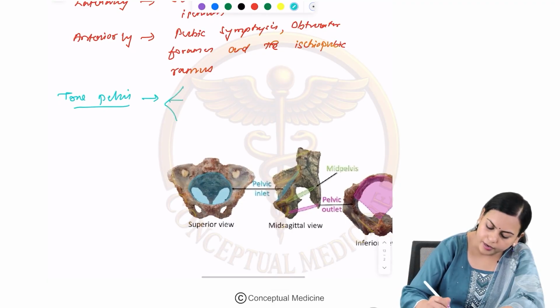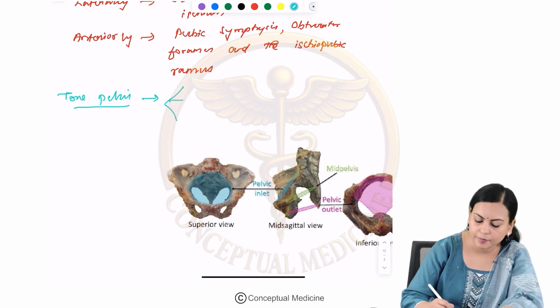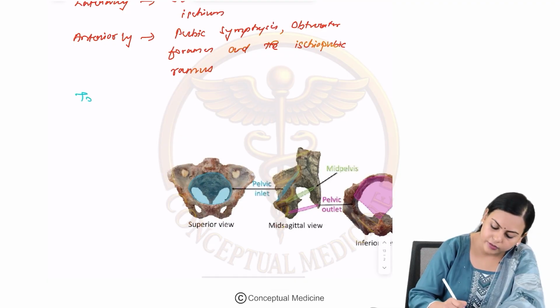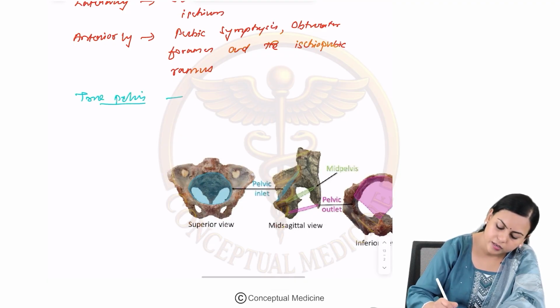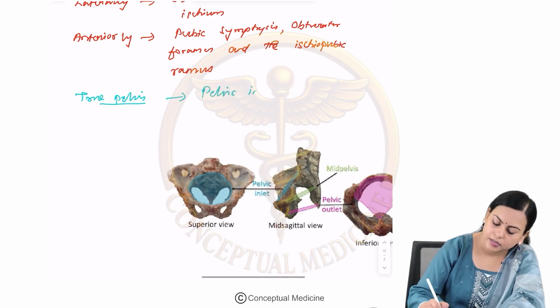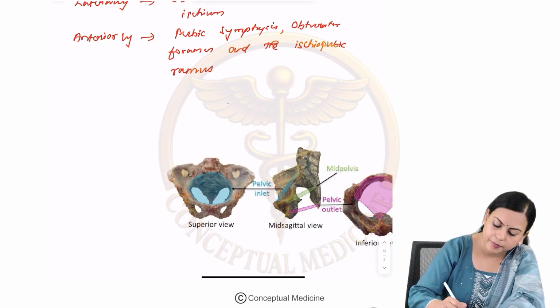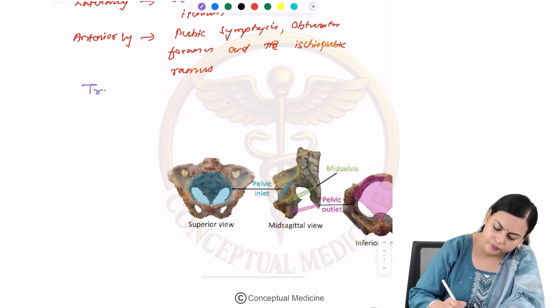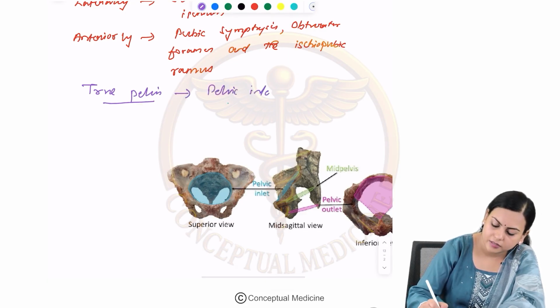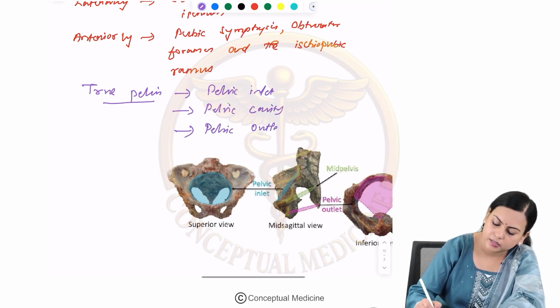True pelvis has been divided into 3 parts. We can learn true pelvis in 3 parts, namely pelvic inlet, pelvic cavity, then we have the pelvic outlet.